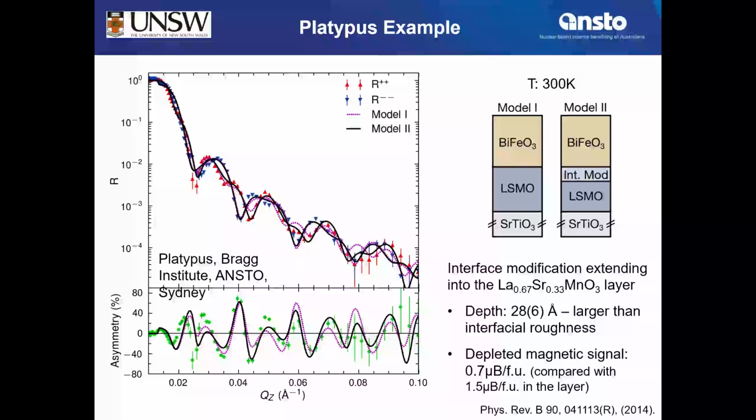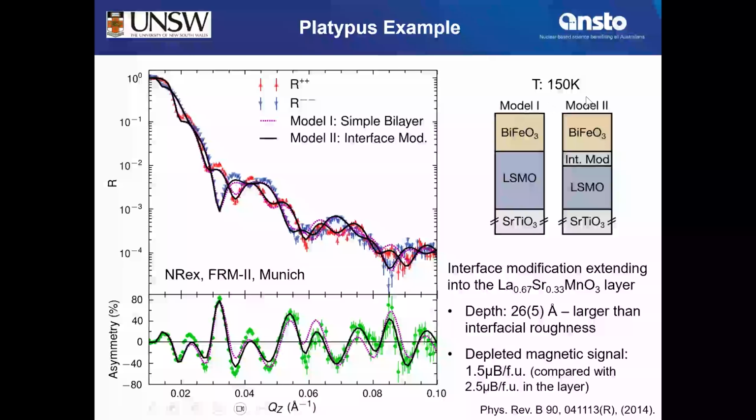That's the same sample here at 300 Kelvin and now at 150 Kelvin, but measured in Munich at NREX at the FRM2 research reactor. Sorry, I had to make that comparison to show a broader neutron community that there are quite a number of these instruments worldwide. The data quality is, by the way, absolutely identical. In Munich, we have more data points because we had more beam time, but the data quality is identical.